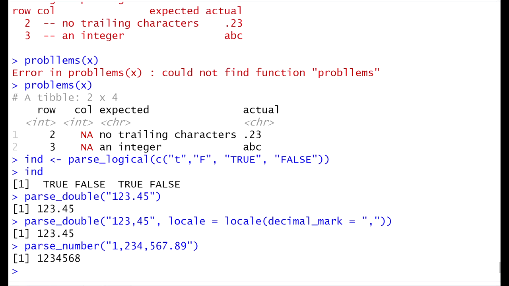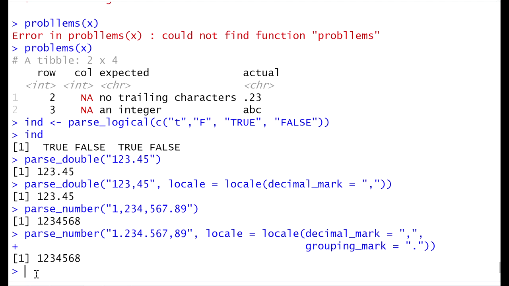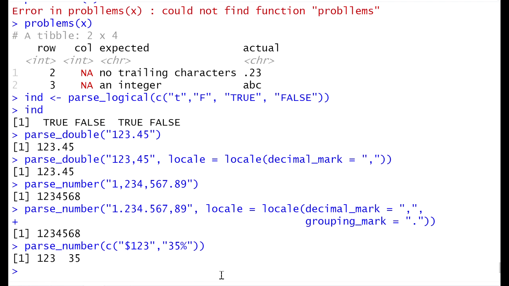I could instead say, let me get a different one, I can say the grouping mark and the decimal mark. One of the really handy things with parse_number, and you'll run into this frequently, is you have a data set that's got some other things like percent signs, dollar signs, and so forth. If you do that with parse_number, it will ignore everything that's not numeric when you read it in. Okay, so that's how parse_double and parse_number work.